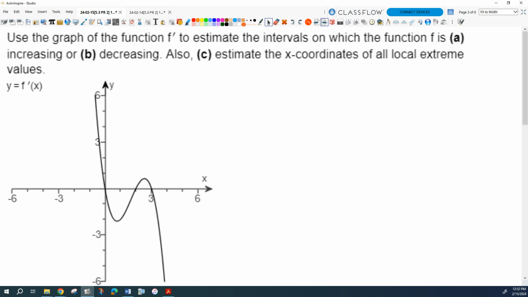Okay, how about this one? This time it says use the graph of the derivative function to estimate the intervals on which the function is increasing, decreasing, and also estimate the x-coordinates of all local extreme values, relative extrema. Okay, so let's take part A. Increasing on what intervals?